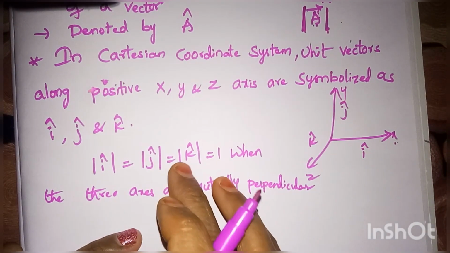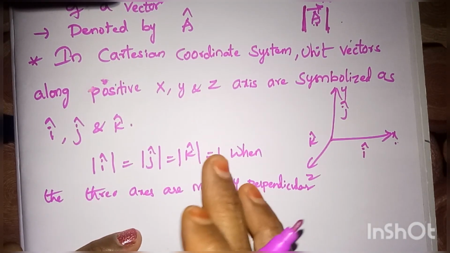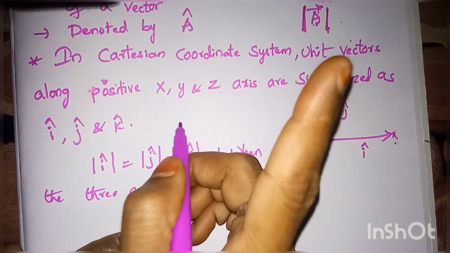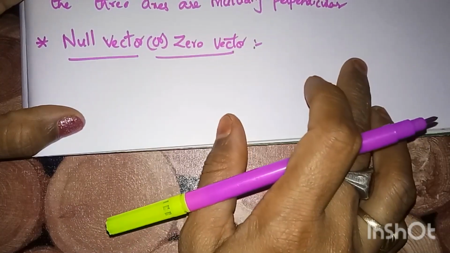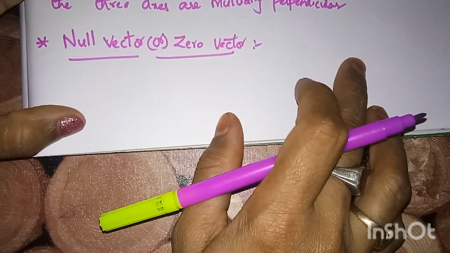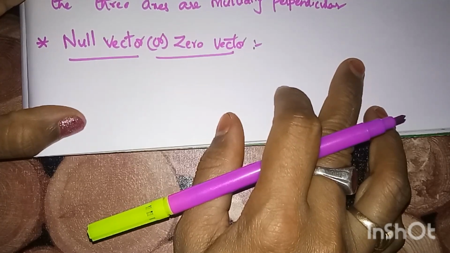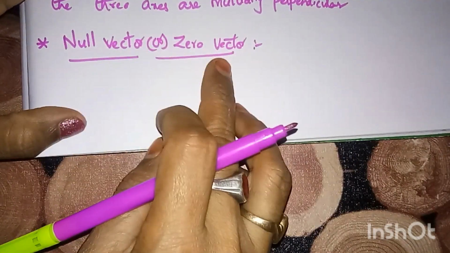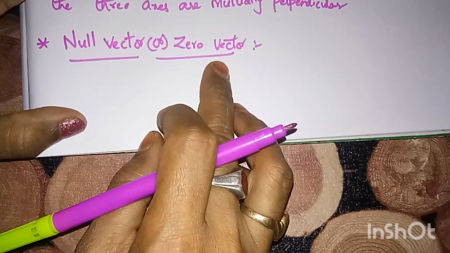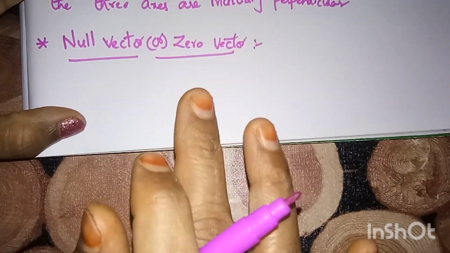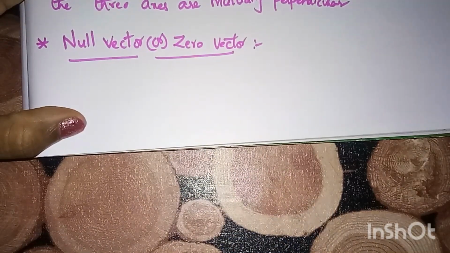Suppose in any problem solving, the magnitude of the unit vector along the x-axis is equal to 1. I said that a unit vector means the vector whose magnitude is equal to 1. What is meant by null vector or zero vector? The vector whose magnitude is equal to 0 is called a null vector or zero vector.